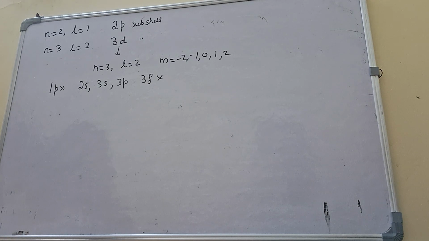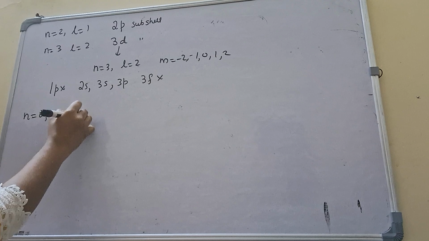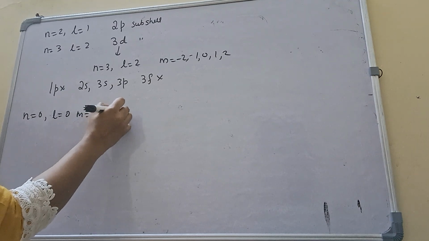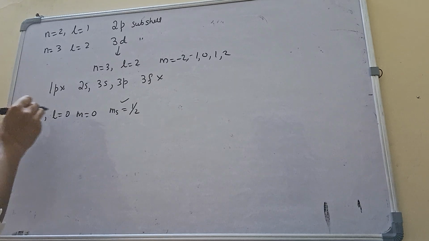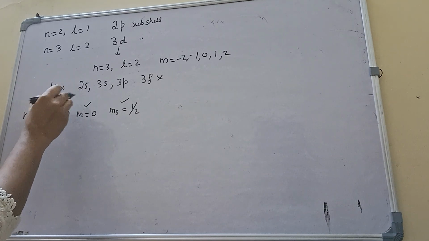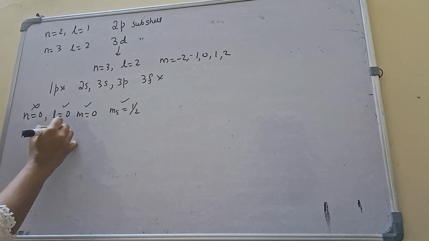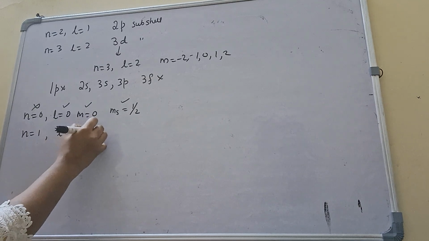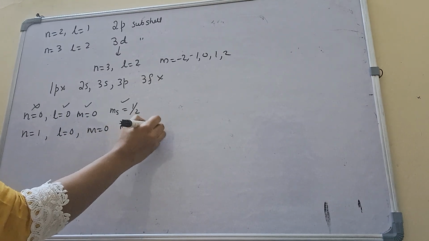Let us say which quantum numbers are not possible. They might ask you these types of questions. Say n is equal to 0, l is equal to 0, m is equal to 0, ms or s is half. Now this is fine, and this is also fine, because I can have this. But this is not valid. n starts with 1, so that means it is not possible. Okay, let us say one more. n is equal to 1, l is 0, m is 0, and ms is minus half.